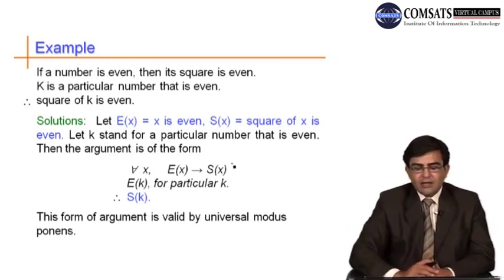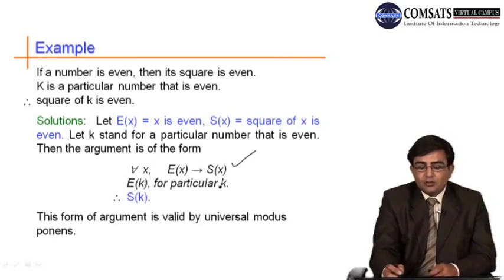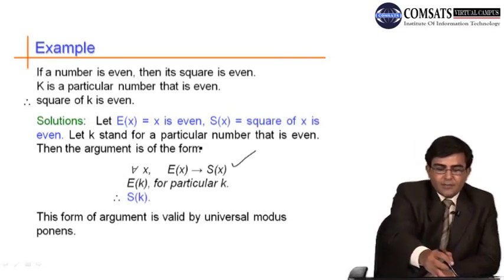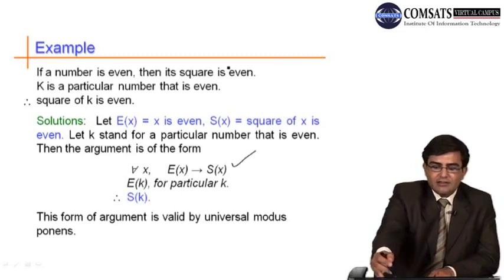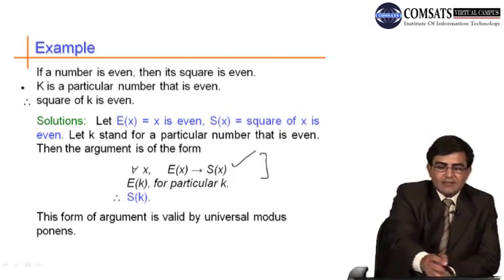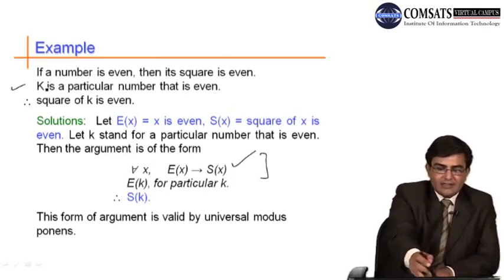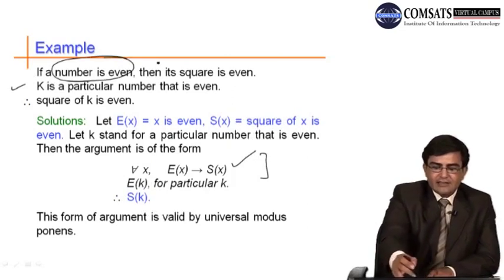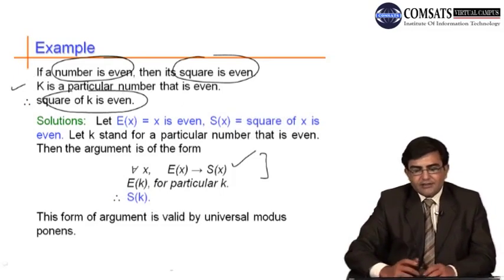This is true. And we say that e of k is true. That is, if a number is even, then its square is even. This will be translated like this: k is a particular number that is even. If k is a particular number that is even, then its square must be even. Square of k is even. So this is basically the universal modus ponens.